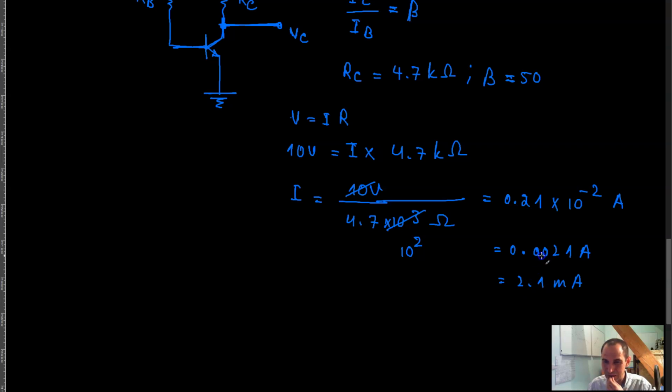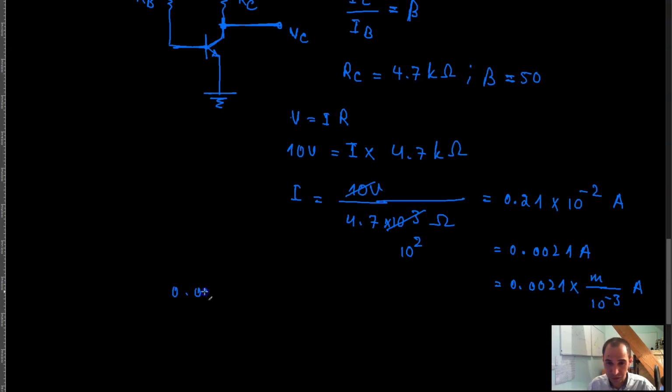Which is the same thing as 2.1 milliamps. Is that correct? I'm not really sure. My mind is a little bit tired right now. So basically I can write this as 0.0021 into 10 raised to the power, so that's milli, 10 raised to the power negative 3, amps.